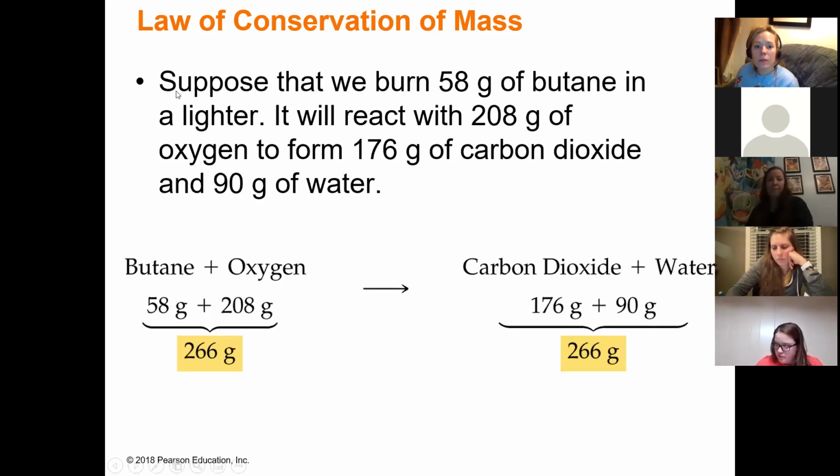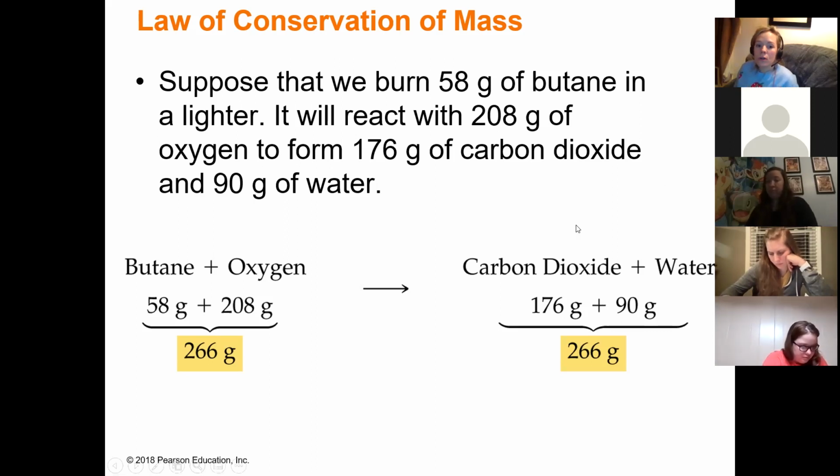Look at this little thing here. It says, suppose that we burn 58 grams of butane in a lighter. It will react with 208 grams of oxygen to form 176 grams of carbon dioxide and 90 grams of water. So they don't even write it as a chemical reaction using formulas. They just say, hey, what am I starting with? I'm taking butane and reacting it with oxygen. So there's my butane and there's my oxygen. I'm going to produce carbon dioxide and I'm going to produce water.